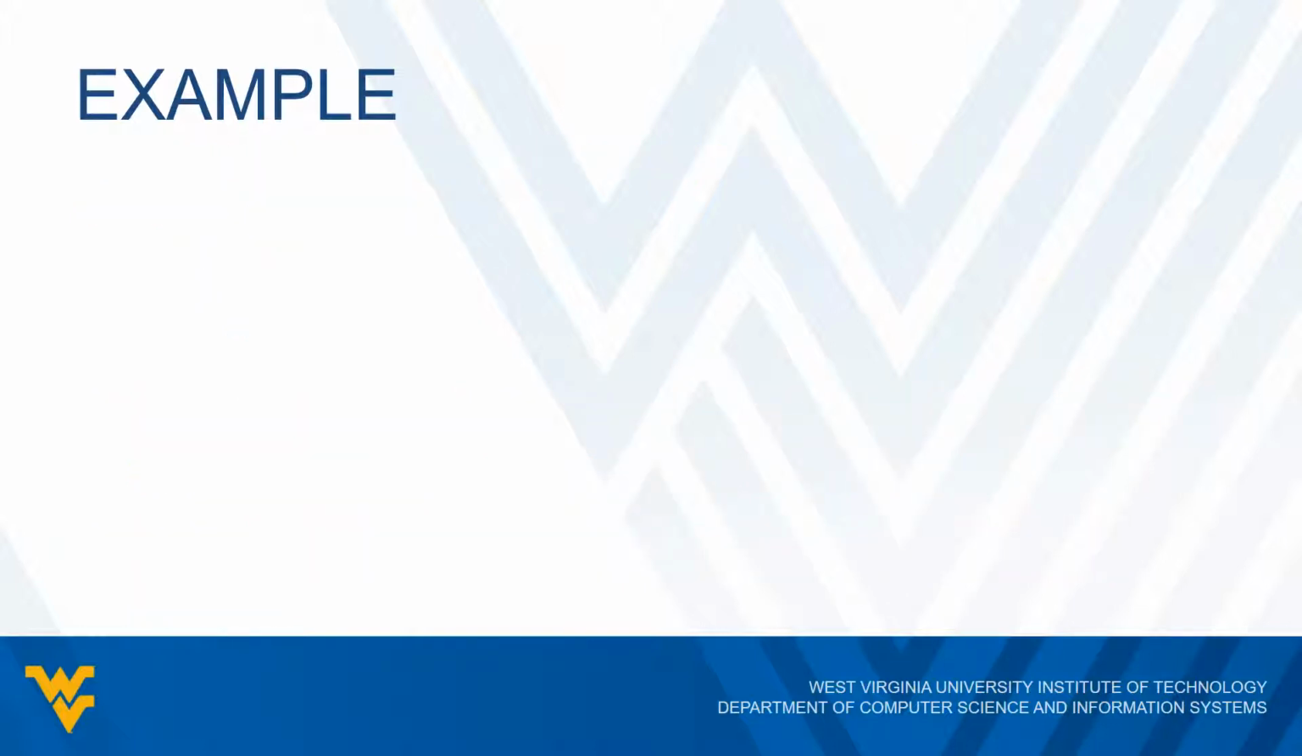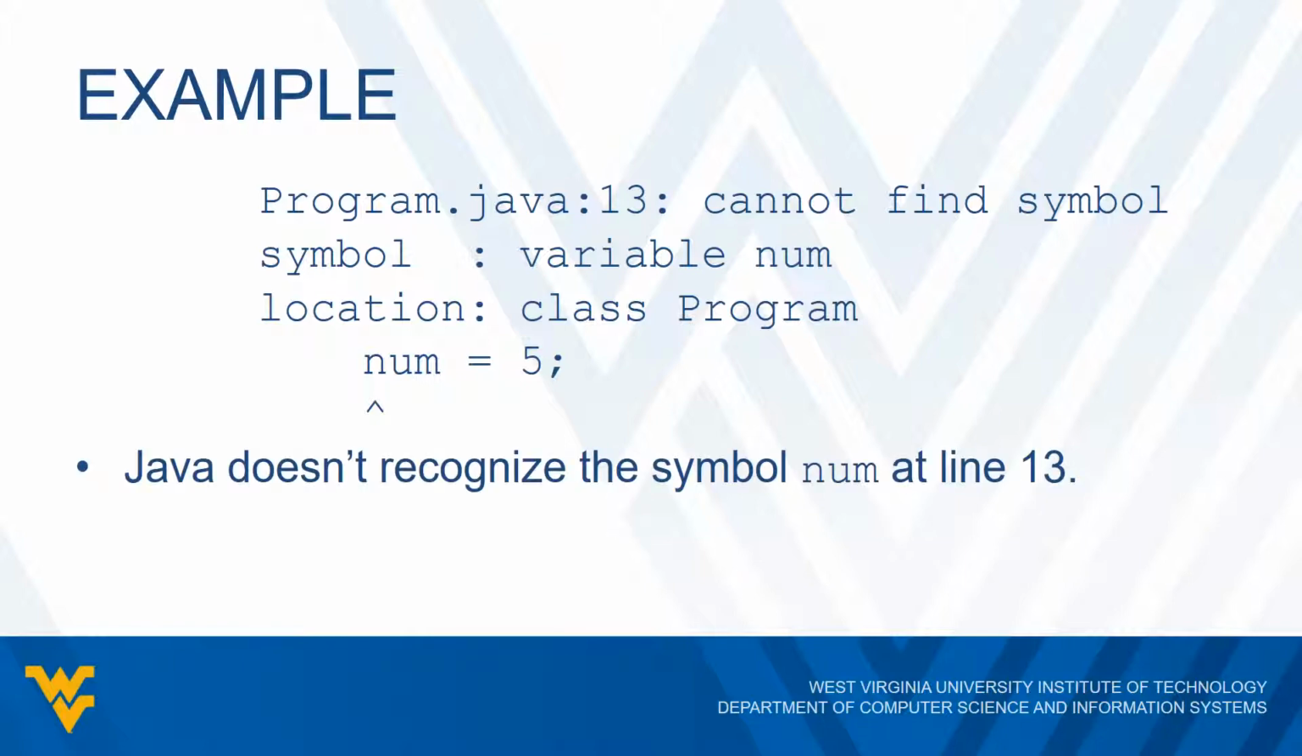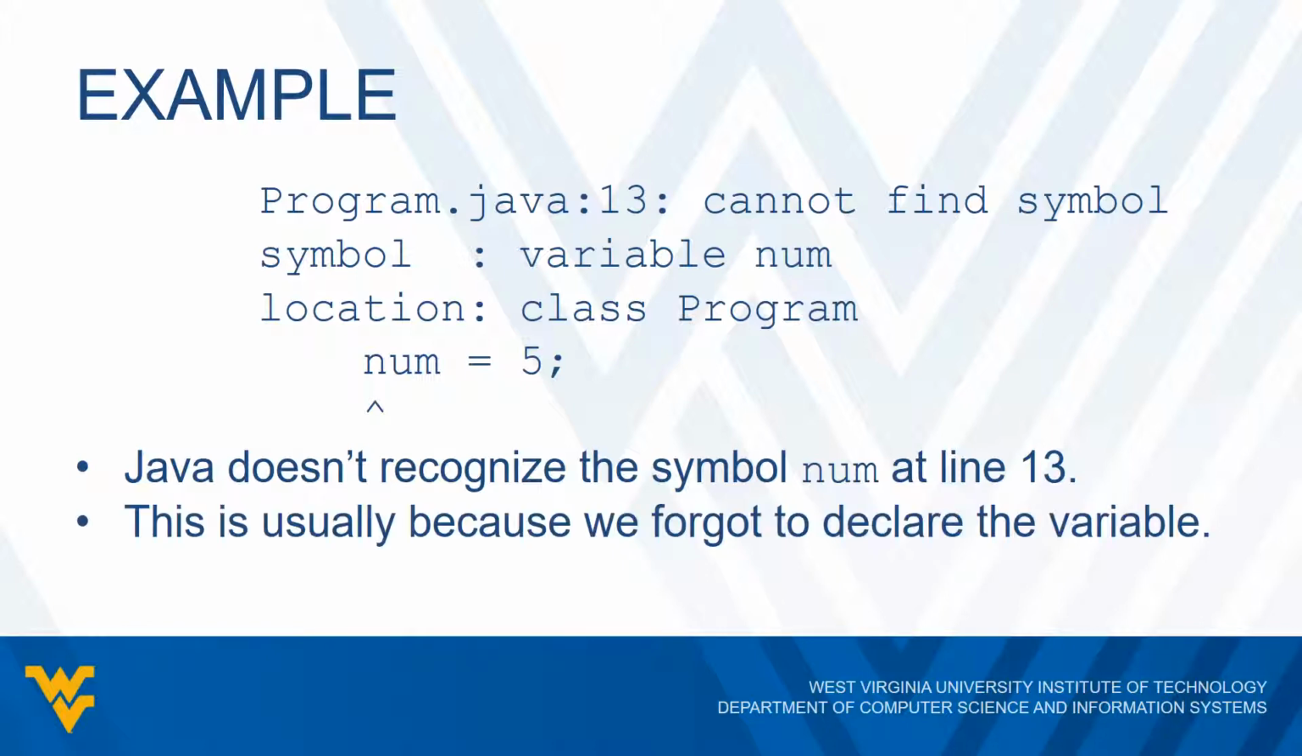Let's do a couple more examples. So here's another very common compile error that we get. We're still using program.java. We're at line 13, and the error message is cannot find symbol. The symbol is some variable which is called num, and the location is under class program. And we see that the offending line is num equals 5. What this means is Java doesn't recognize the symbol num at line 13. Normally this happens because we forgot to declare the variable. There could be some other reasons why this happens, but most of the time it's because we're trying to use a variable that has not been declared yet. So just make sure that your variables are declared.